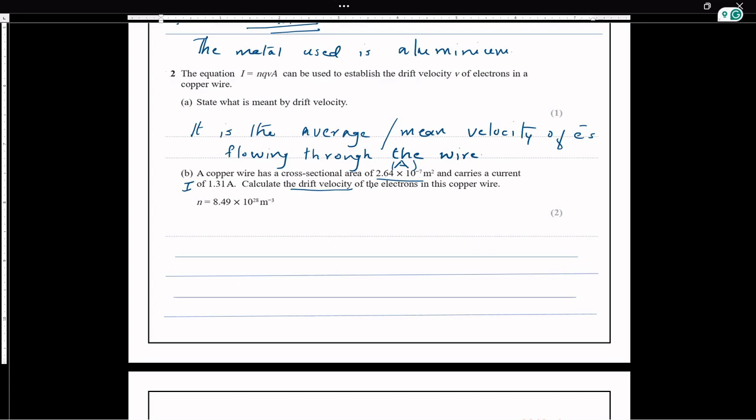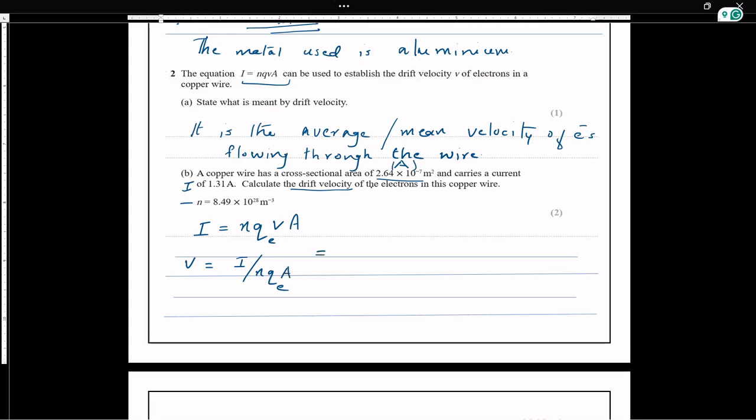The first part of the question says to use the equation I equals NQVA. So this is the equation we have to use to calculate the drift velocity. Starting with the relation, I equals the current flowing, it is the product of number density N, the electron density, times the charge of the electron, times the drift velocity, times area. And here we want to calculate V. So keeping V as the subject, it is I over NQA.